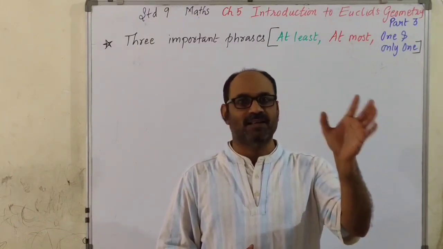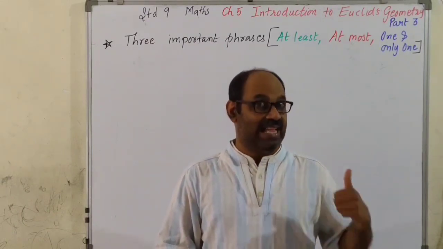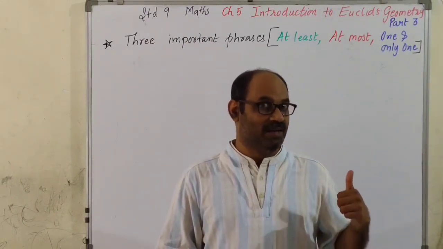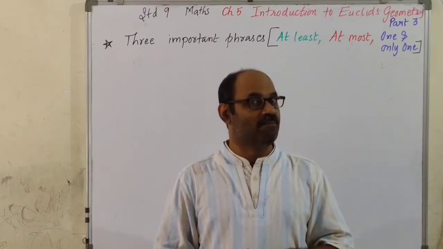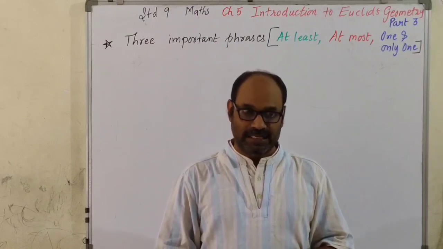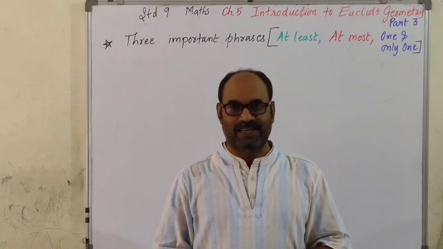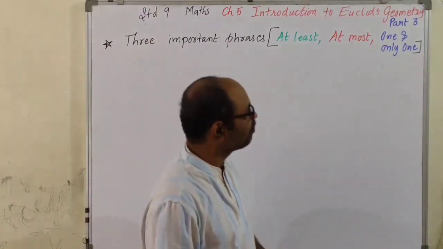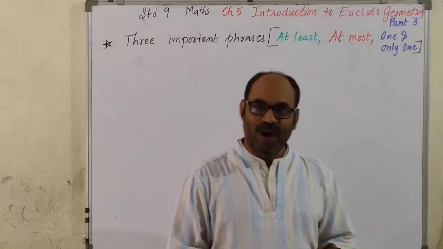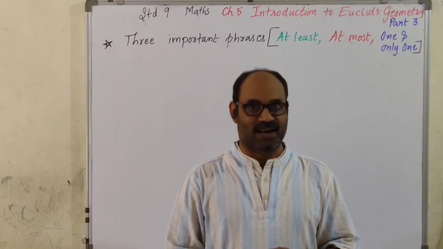First part, undefined terms. Second part, defined terms. And the third part that we saw in part 2 was axioms and postulates. Alright, today we are going to see the fourth part of new geometry, modern geometry or new structure of geometry, and that is theorems. That fourth part is theorems.